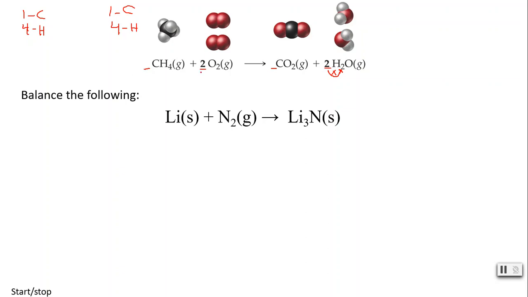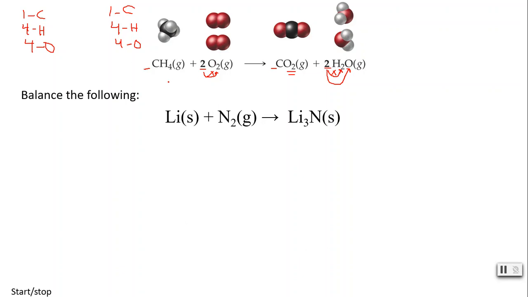On the left-hand side, I have 2 times 2, or 4 oxygens. And let's go back over on my right-hand side. I have 2 oxygens here. And this 2 not only goes to the hydrogen, but it also goes to the oxygen. So you can think about that as like 2 times 1 or 2. So 2 plus 2, I've got 4 oxygens. So I now have a balanced chemical equation.